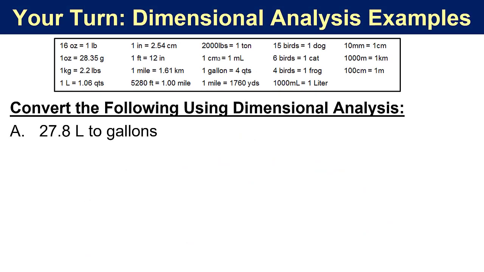Not too bad, right? Now that we got that example behind us, it is your turn to try another dimensional analysis example. This time we are going to convert 27.8 liters to gallons. Give this a shot. Pause the video now and then unpause when you have an answer. If you get stuck, just unpause the video and wait for the explanation. There'll be another one for you to try after.